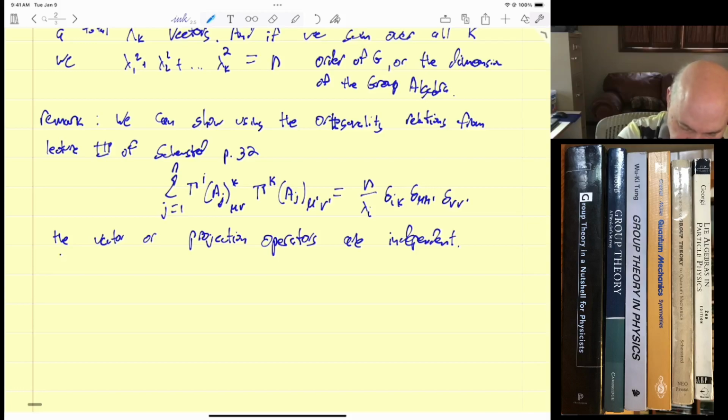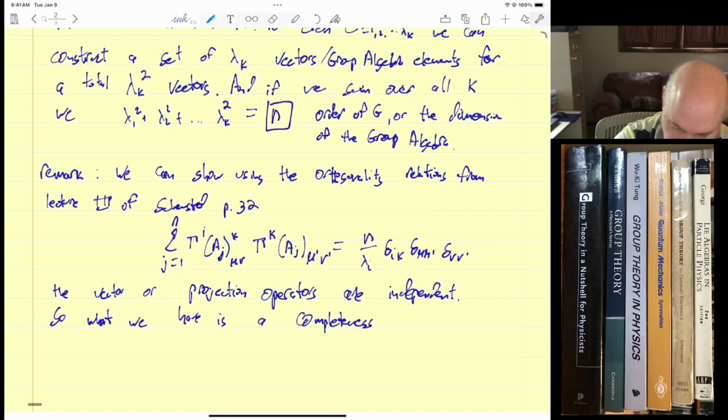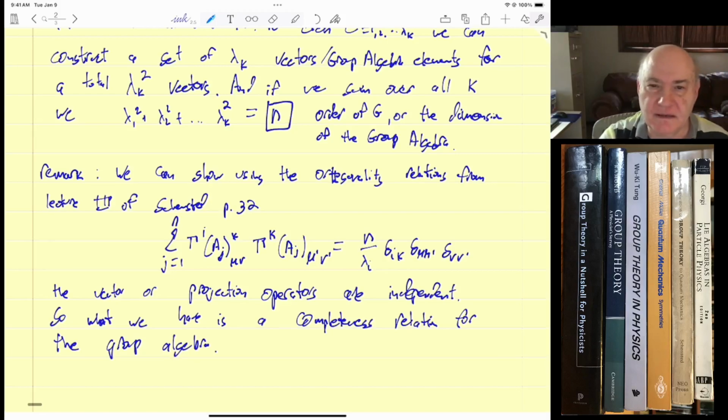So what we have is a completeness. Since we get a total of n of them, we have a completeness relation for the group algebra. Essentially, we have n independent vectors, and they span the whole group algebra because there are n of them, and the group algebra is of dimension n.